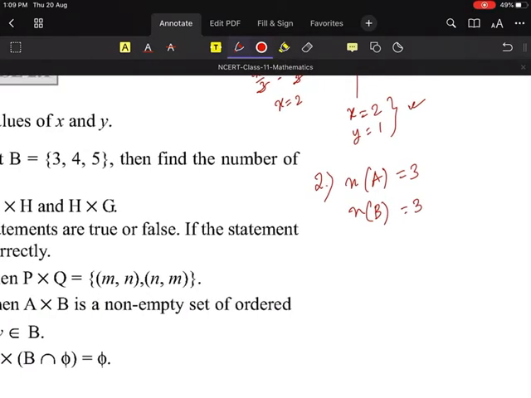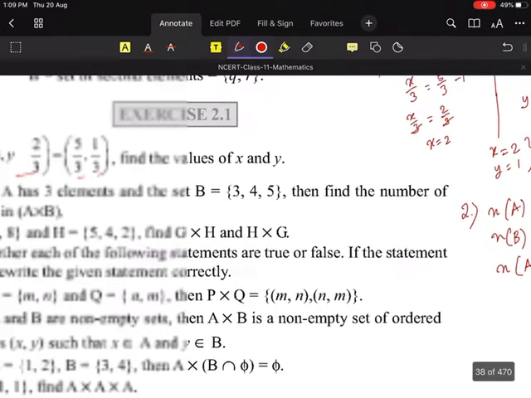Now, in this question, we have to find the number of elements of A cross B. We already know that if the number of elements of one set is m and the number of elements of another set is n, then the number of elements of the Cartesian product of those two sets will be m into n, so here it will be 9. Clear? I hope everyone is clear. So my answer is 9.